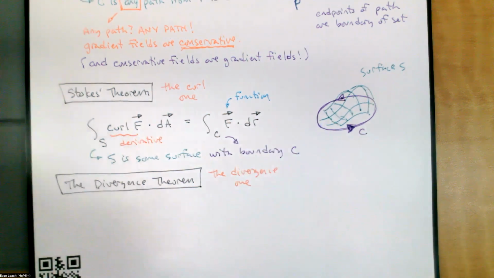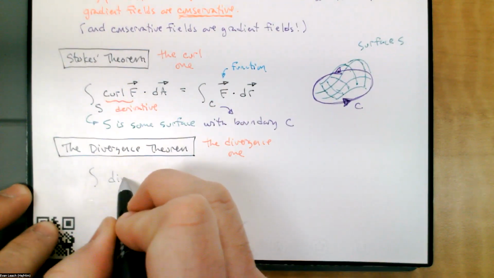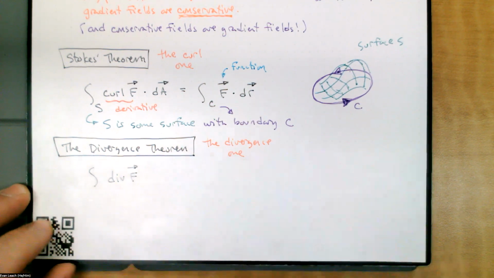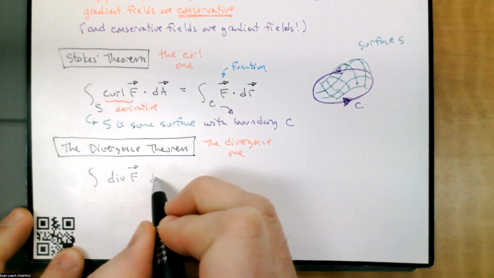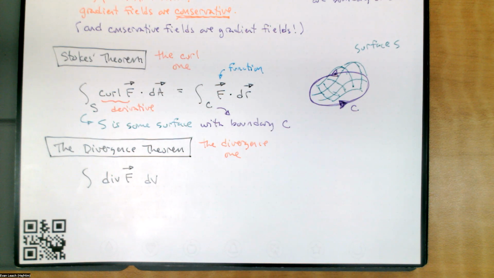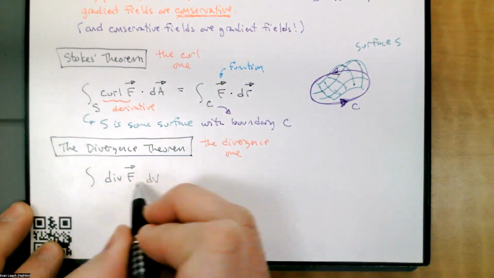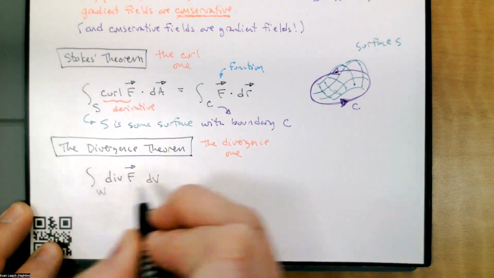So the divergence theorem. Remember, the divergence of F is the dot product of the del operator and the vector field. So this is going to be a scalar, so I'm just going to multiply it by dV. That's going to give you an idea about what kind of set we're integrating over. We're integrating the divergence of F times dV over some solid W.